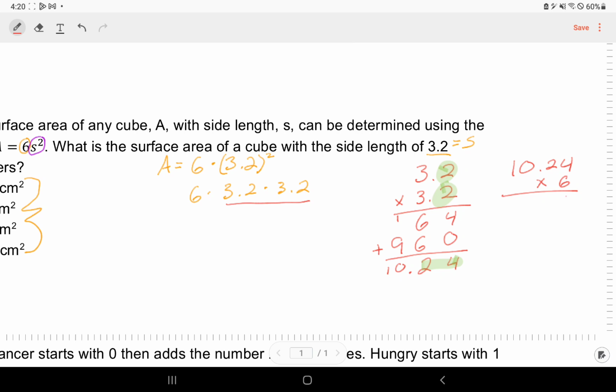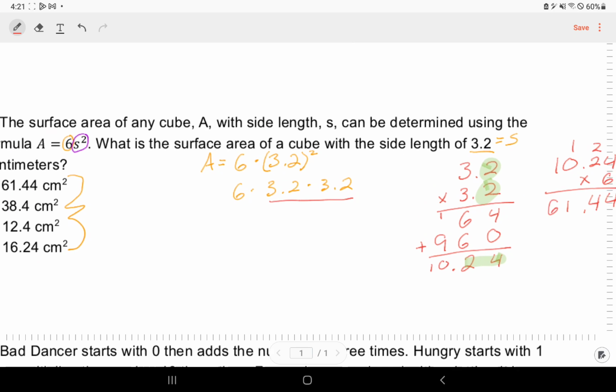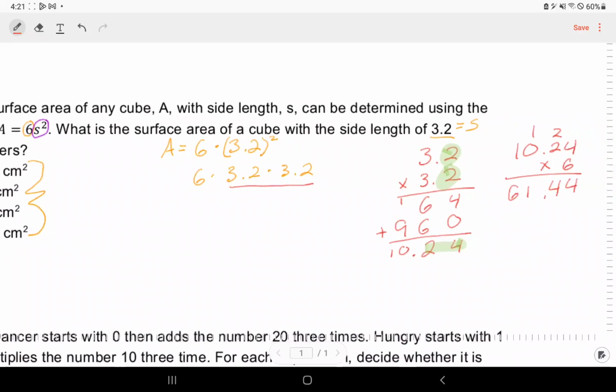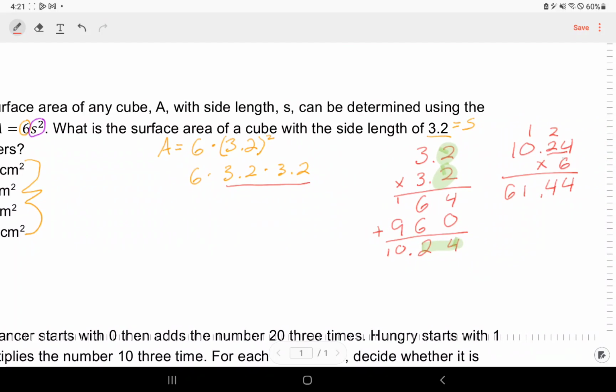So 6 times 4 is 24, write 4, carry 2. 6 times 2 is 12, plus 2 is 14, carry 1. 6 times 0 is 0, plus 1 is 1. 6 times 1 is 6, so 61.44. And so A is my answer. And because there were 2 numbers after the decimal, 2 numbers after the decimal.